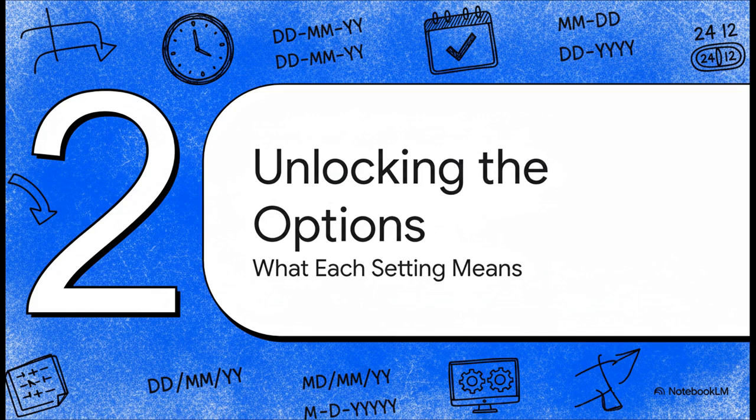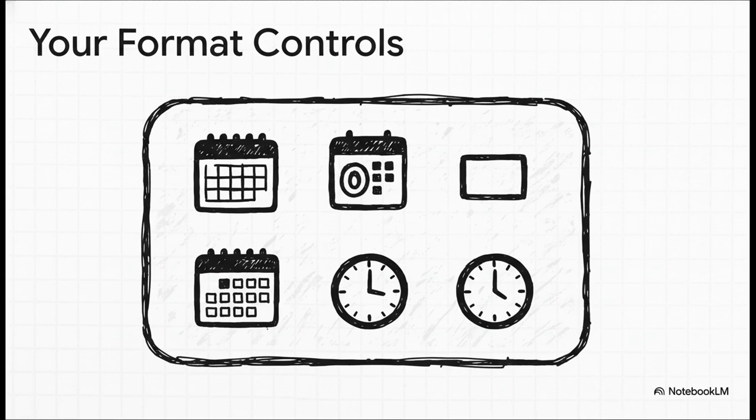Okay, so you made it in, and you're probably looking at all these drop-down menus thinking, what does any of this stuff actually do? Well, this is where the magic happens. This is where you get to unlock the real power to customize. Let's break down what each option means, so you can get this set up perfectly. You're going to see about 6 main controls here. Calendar, first day of week, short date, short time, and long time.